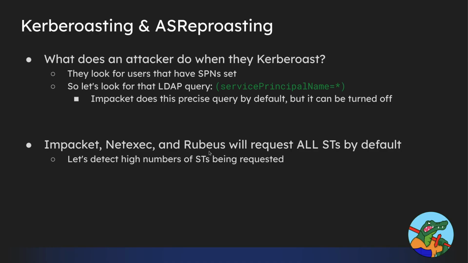A lot of the time, whatever tool it is, Impacket, NetExec, Rubeus, will send an LDAP query that looks for this exact string, servicePrincipalName equals star. If I see that query, someone's probably trying to Kerberoast, because who else is trying to query only the service accounts? Now, Impacket does this precise query by default because it's faster, it's more efficient. You can turn that off, and instead of querying just the SPNs, it'll query everything, and then on the attacker machine, it'll look for the SPNs. That's slower, but it's more OPSEC safe. It's harder to detect, right?